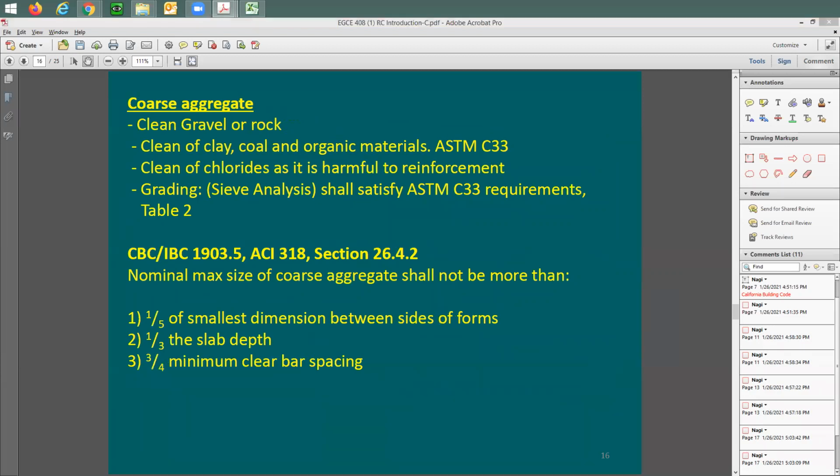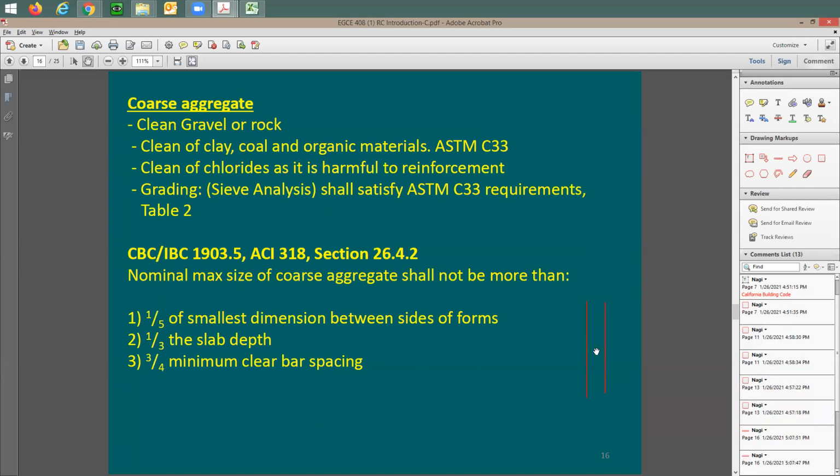What happened? The code says you have here 3 limits for the maximum size of the aggregate. I'm going to start here from the bottom. I'm going to say 3/4 of the minimum clear bar spacing. So let's say that you have 2 rebars. Here's one, here's the other one.